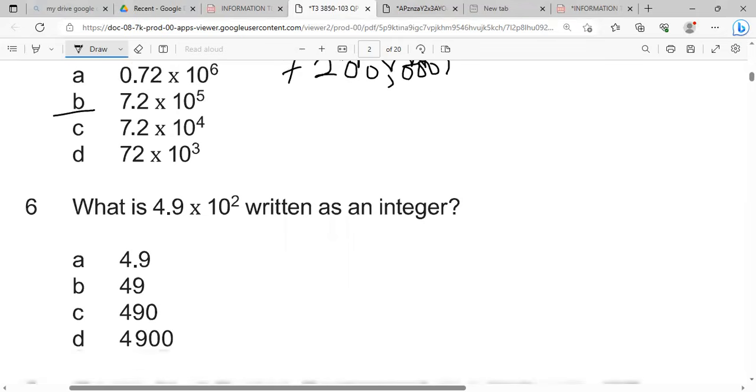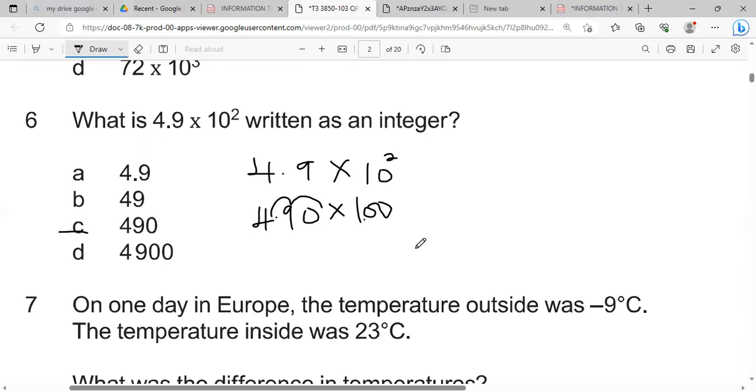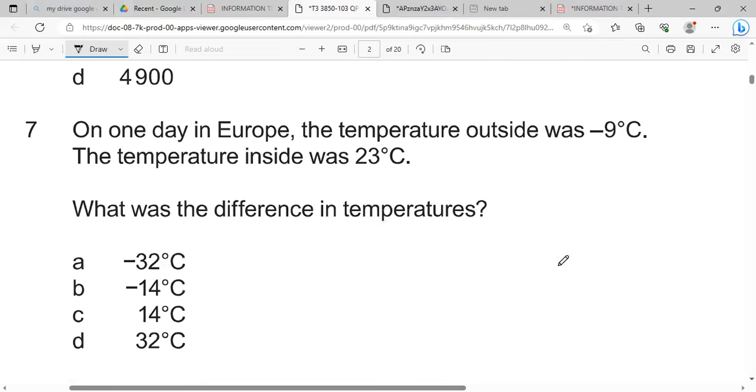All right. This one says, what is 4.9 times 10 squared? 10 squared is the same as 10 times 10, which is 100. So in essence, we just multiply by 100. So we have 2 places to move, so we could just add on a 0. So that's 1, 2. So that gives us 490. This one, many persons will say, oh, this is wrong. It's correct, all right?